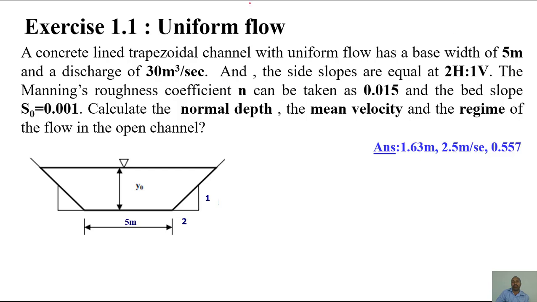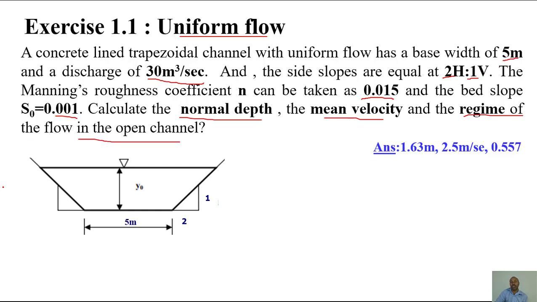Okay, as an exercise, you can try this one. A concrete lined trapezoidal channel with uniform flow has a base width of 5 meters, a discharge of 30 meter cube per second, and side slope of 2 to 1. The Manning's coefficient n can be taken as 0.015 and the bed slope is given. Calculate the normal depth, the mean velocity, and the regime of the flow in the open channel.